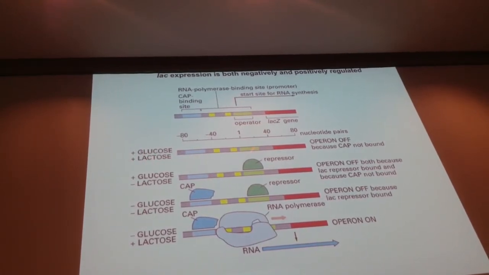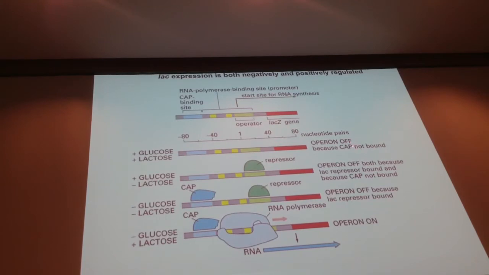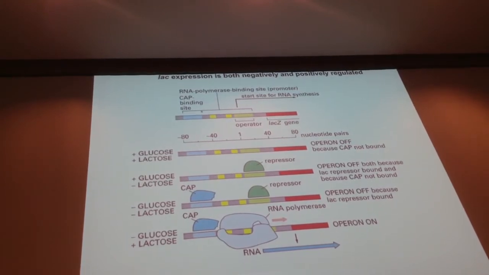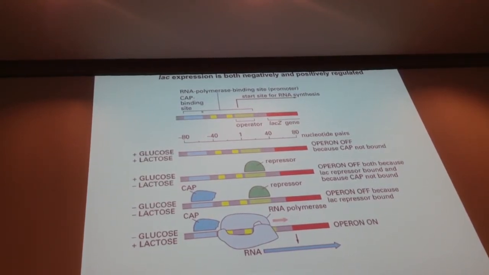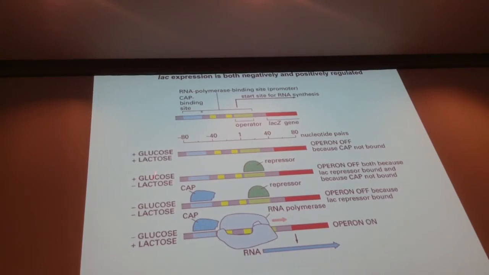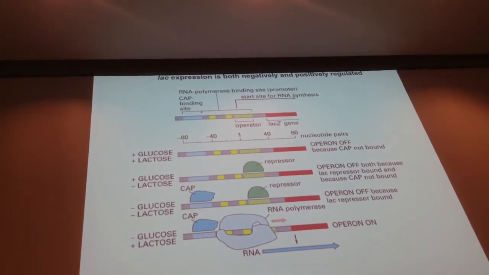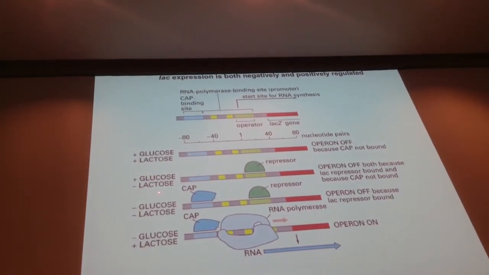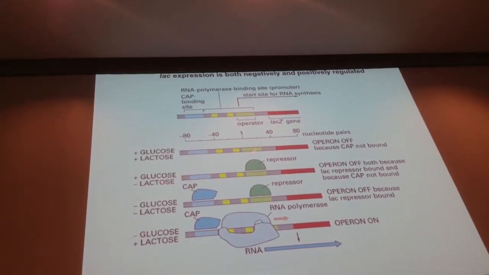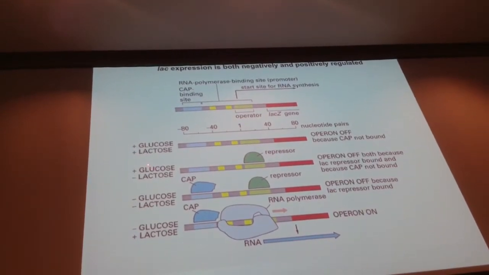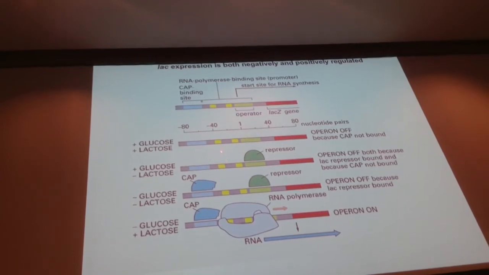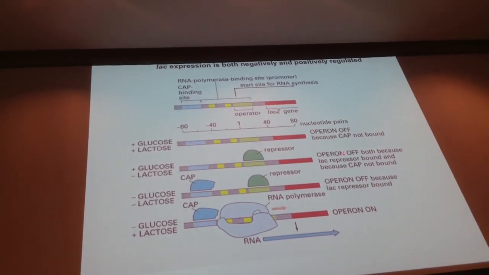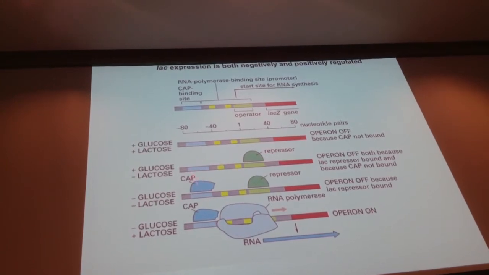There's lactose there, so nothing's here. But anyway, this guy's turned off because there's no CAP protein now. Okay? Now here's in the cells in glucose and no lactose. Well, in the absence of lactose, there's no lactose bound to the repressor. The repressor binds. There's no cyclic AMP, so the CAP protein doesn't bind. So this is also turned off. It's turned off, double turned off. There's no CAP protein, so we're not initiating.